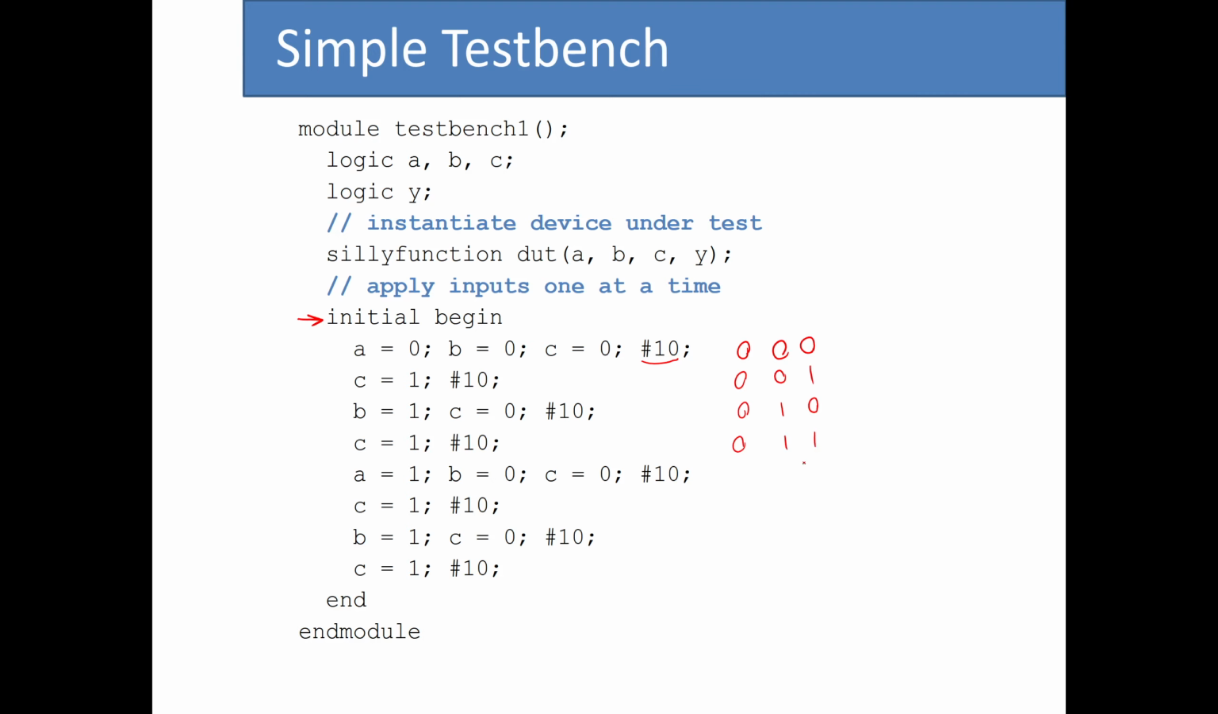At any given time, what this is doing is changing the inputs A, B, and C and recording, or simply showing, the value of Y. So this is a very simple test bench. There is no check for whether the outputs are correct or not.